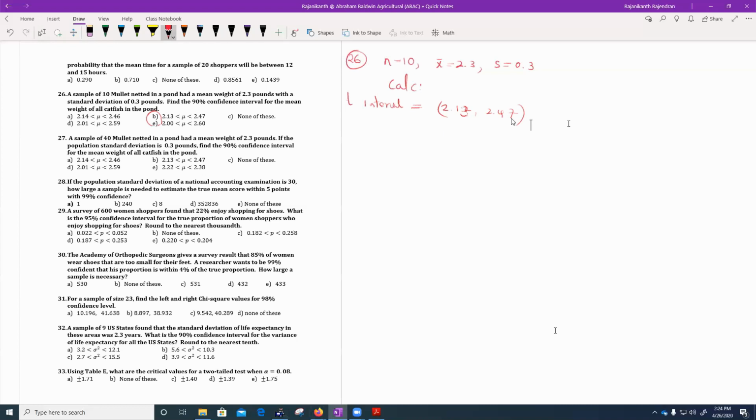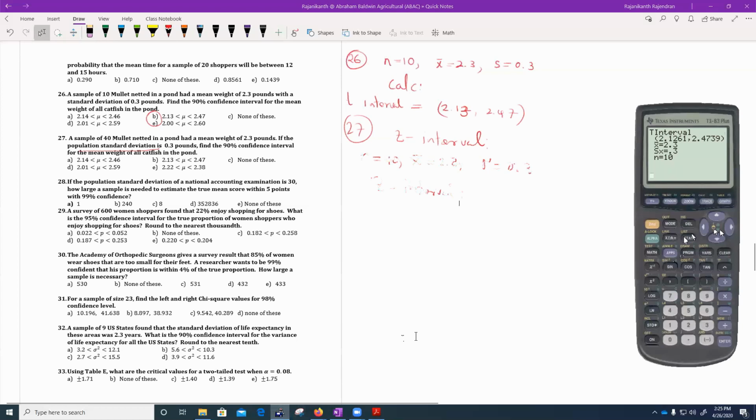Okay, problem number 27. Again, sort of similar problems, but now you know the population standard deviation. Therefore, we are going to use the z interval for this problem. So use the things again. N is 40, and the x bar mean is given, that is 2.3. Now you know the population standard deviation, that is now 0.3. Okay, so now I'm using a z interval formula.